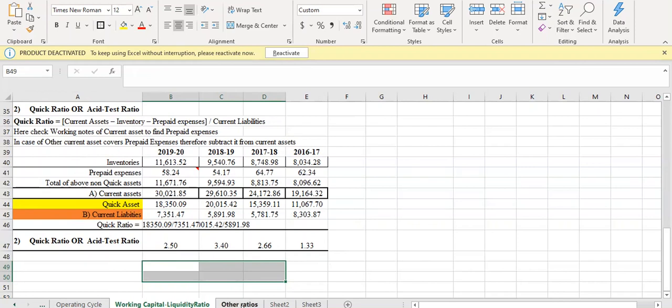Then we will see the different ratios we have to calculate for profitability. In profitability there are different ratios we are going to calculate. And one is the debt equity ratio, that also we are going to see. For calculating these ratios, some data you have to take from the balance sheet, and some data you have to take from the profit and loss account. So that data I will show you first, and then we will go on to calculate the different ratios.